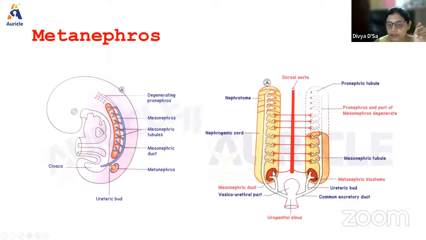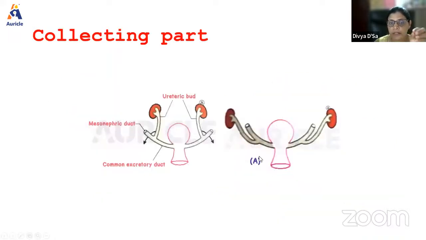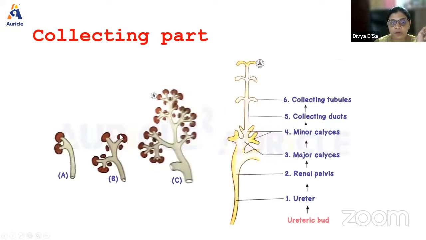Now, on the surface of each of these divisions, the metanephros will form what we call the metanephric blastema. Once the metanephric blastema is formed, on each of these divisions you can see it comes in relation. So from this ureteric bud, we have all the collecting tubules, collecting ducts, minor calyces, major calyces, renal pelvis, ureter. All of them derived from this entire ureteric bud.